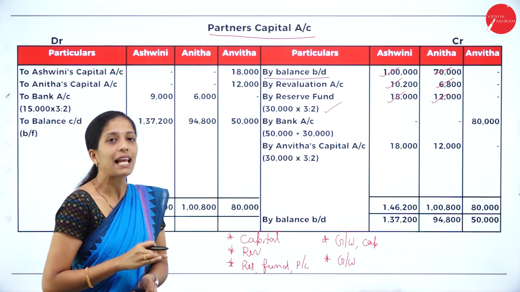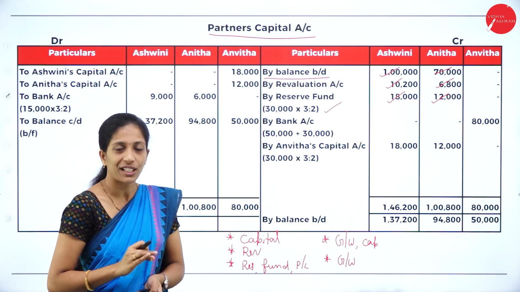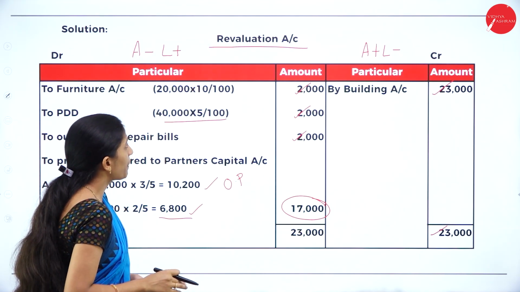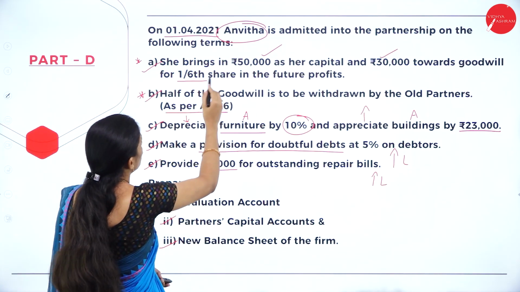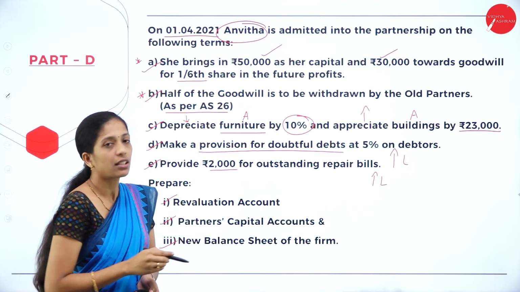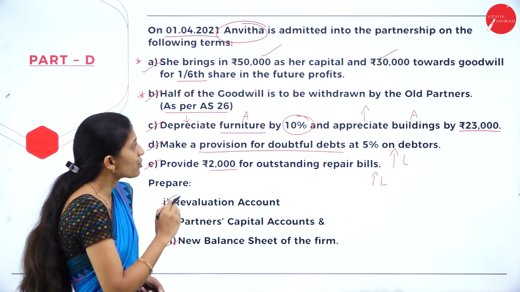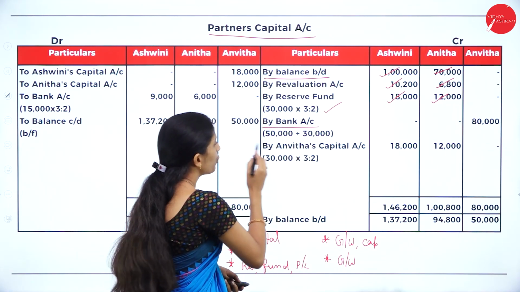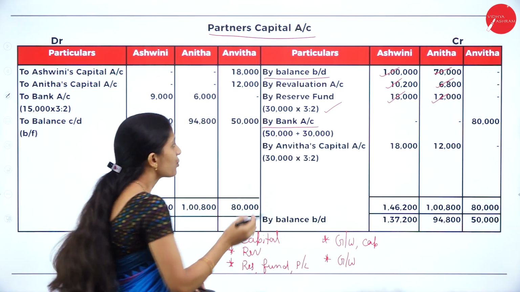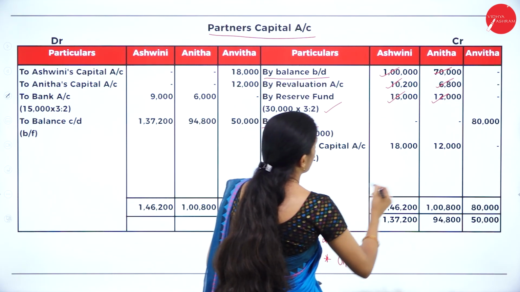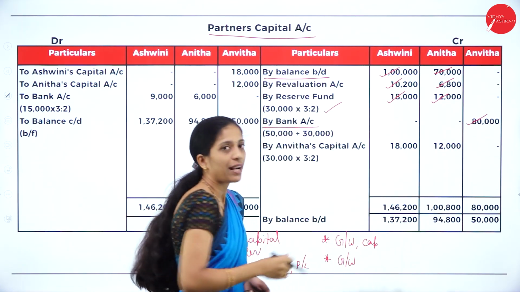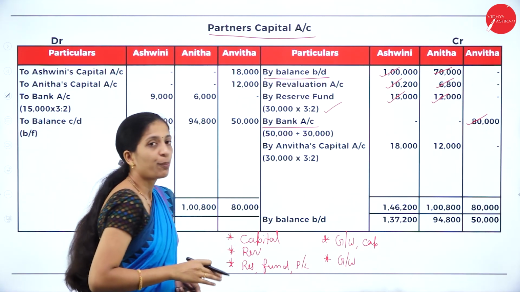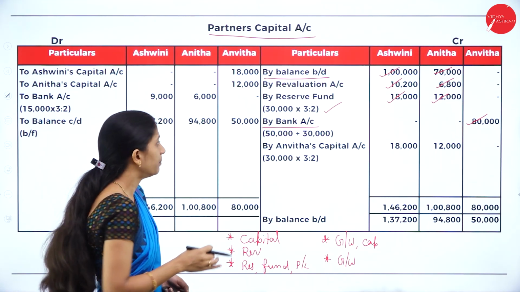Now your next step is what? It is relating to the new partner's capital as well as goodwill. Correct? So what is the partner's capital? She had brought 50,000 as capital and 30,000 towards goodwill. So we have to record it as by bank account. So this is new partner's capital and goodwill. Add these two, 50,000 plus 30,000. So in the new partner's column it is 80,000. Okay. So that is about new partner's capital and goodwill.